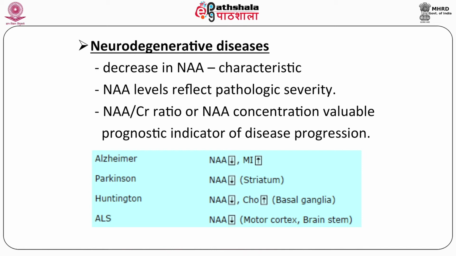The NAA levels reflect pathological severity. The NAA creatinine ratios or the NAA concentrations may be valuable prognostic indicators of disease progression, either alone or in combination with volumetric measurements. Other observed data include decreased glutamine levels, elevated choline levels, and even elevated myoinositol levels.